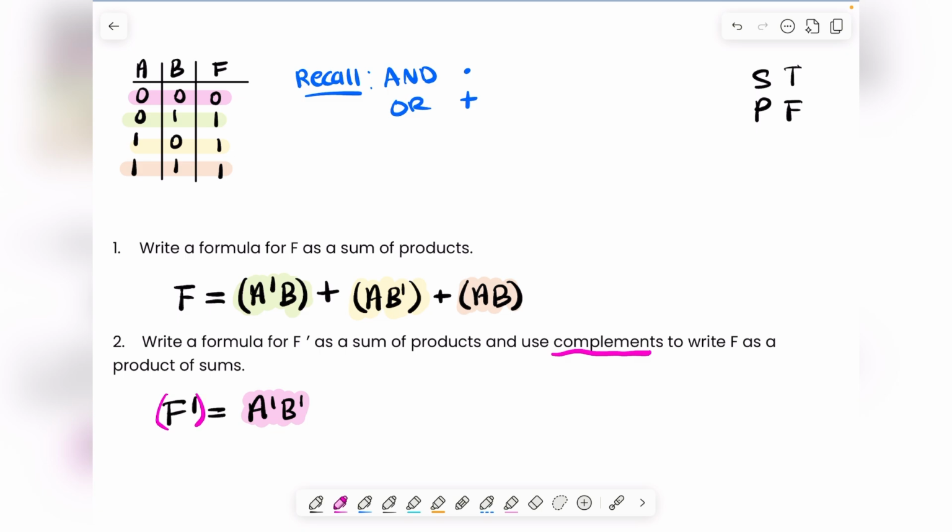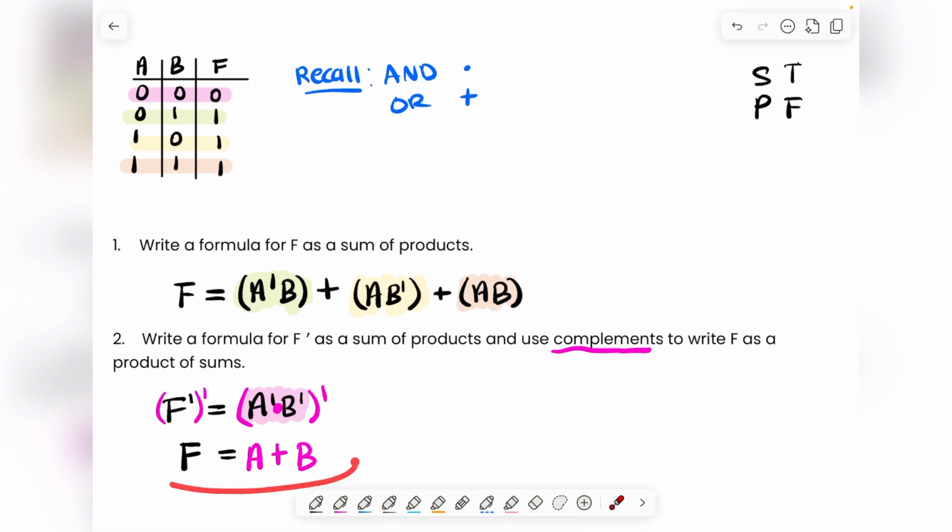So if we take the opposite of F prime, well then the opposite of F prime is just going to be F. They just cancel each other out. So we're taking the opposite of this entire thing, and that includes the sign. So we have multiplication in here. So we're taking the opposite of A prime, which is just A. The opposite of the multiplication becomes addition. The opposite of B prime is just B. And so we're left with the formula is equal to A plus B.